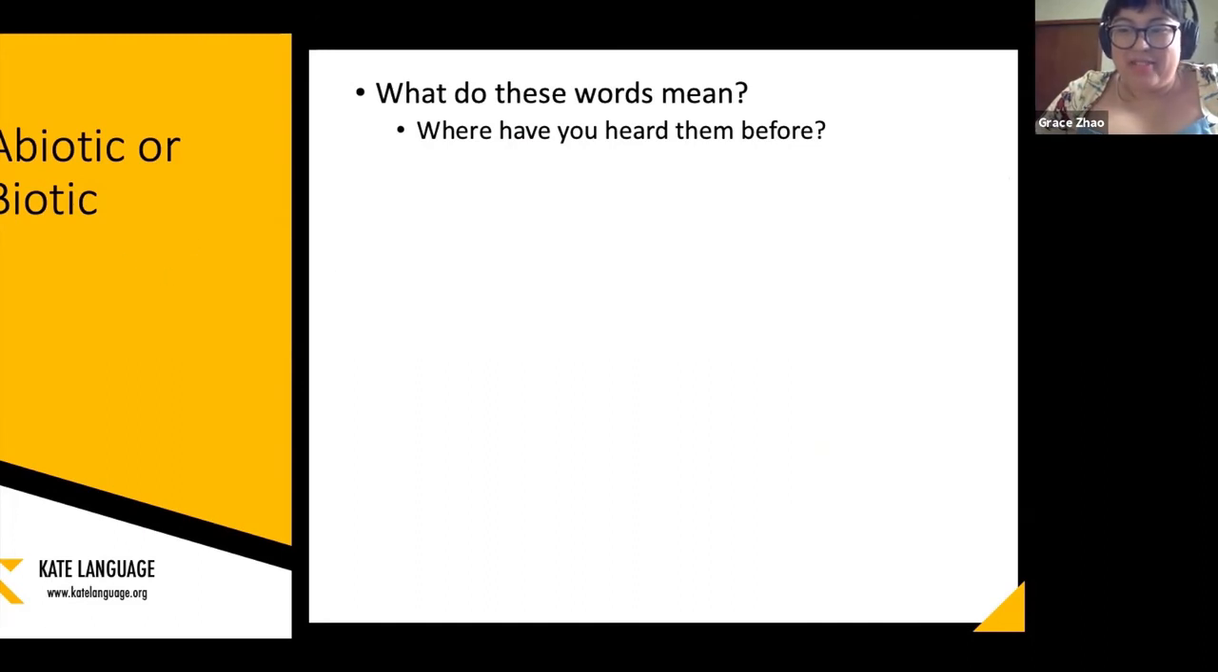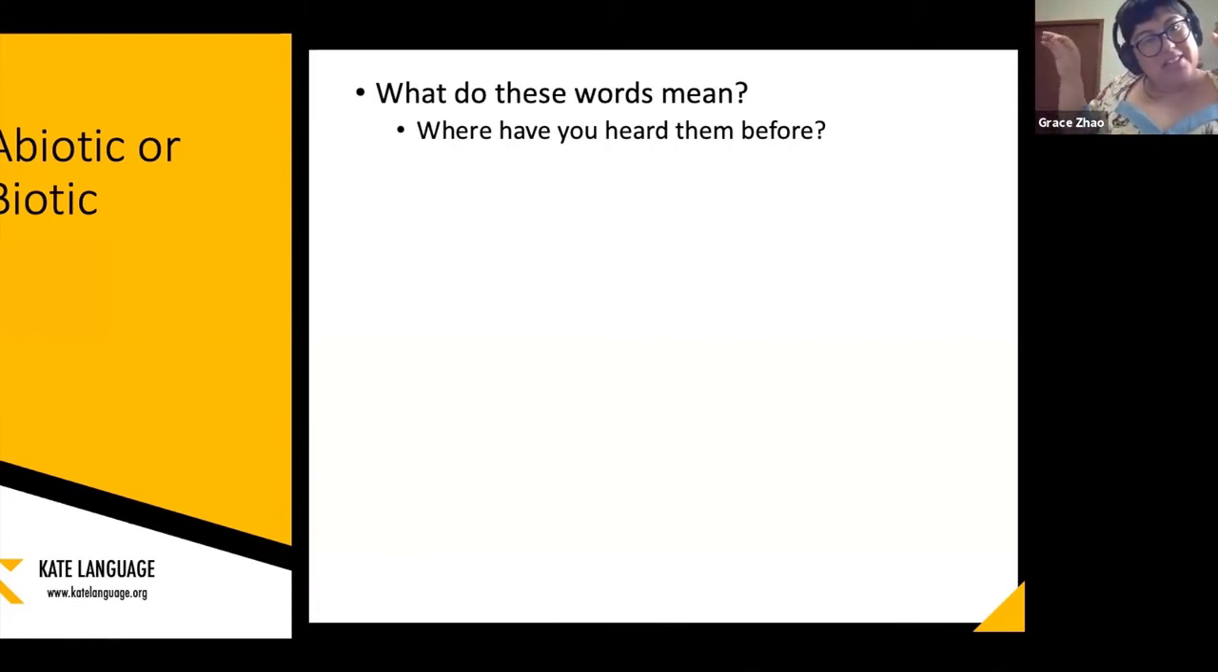Whenever we think about the word biotic, it's something that's living. It doesn't necessarily have to move, but it's considered living. And when you hear something that has an A in the front, abiotic, it means it's non-living. Doesn't mean it's dead, but it just means that the thing itself does not meet the characteristics of life, which we're going to go over today. So something that is living is biotic.